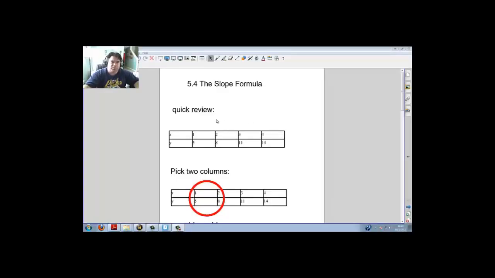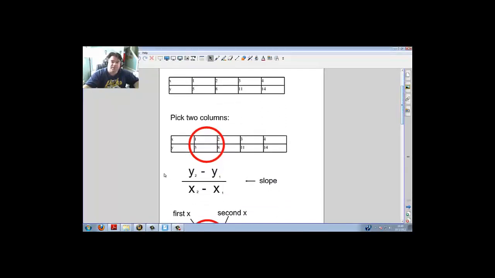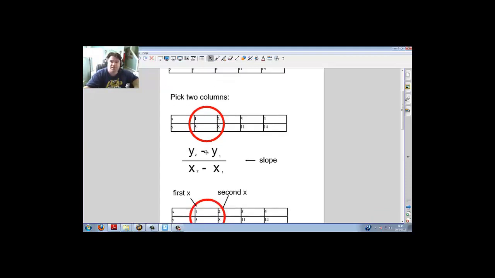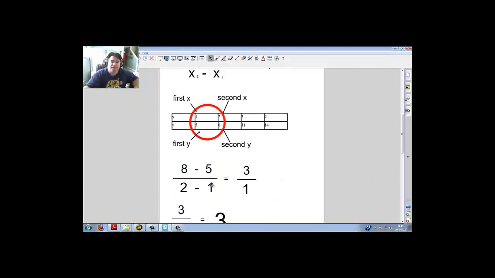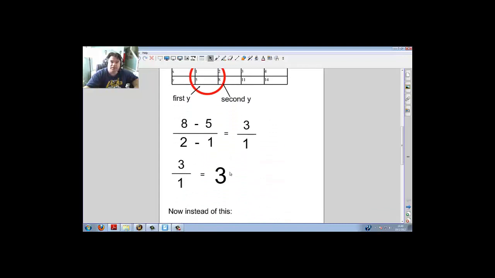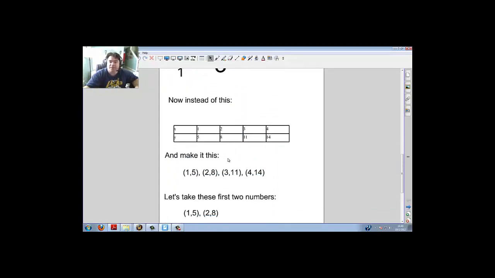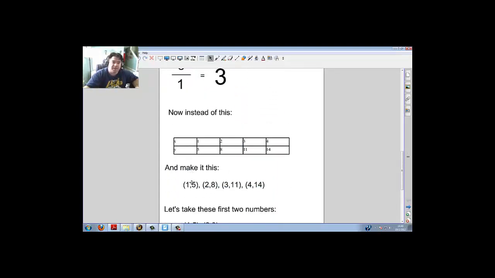Okay. Now, you saw this quick review last section, so we'll talk about it again. How do you find slope? Remember, slope is simply y2 minus y1 over x2 minus x1. If it's a straight line, it doesn't matter which column I pick. So, I'll just pick these again, which is the exact same example I used for last section. So, 8 minus 5 over 2 minus 1. 8 minus 5 is 3. 2 minus 1 is 1. 3 over 1 is 3. So I have a slope of 3.